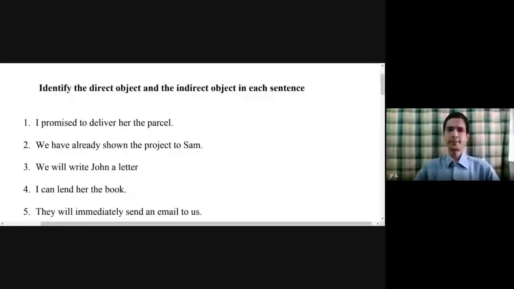Identify the direct object and the indirect object in each sentence. So let's look at the first sentence. I promised to deliver her the parcel. Which is the verb here?